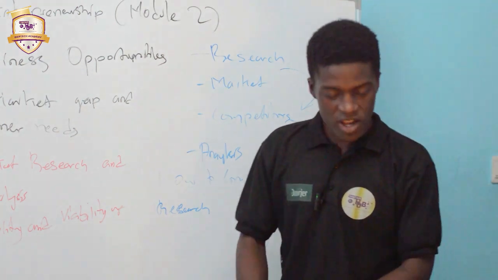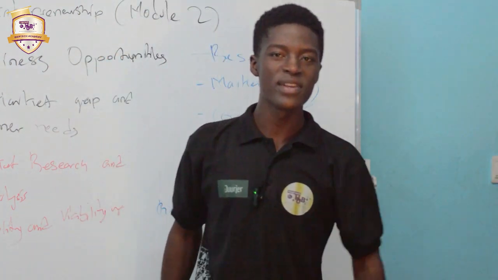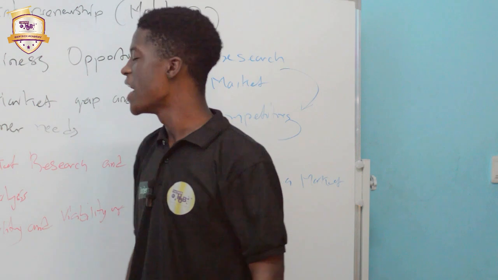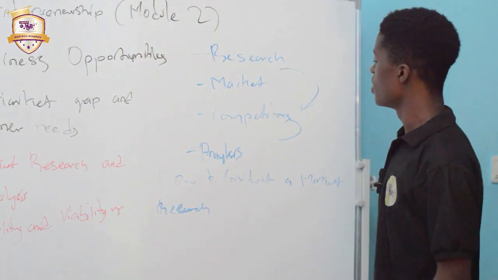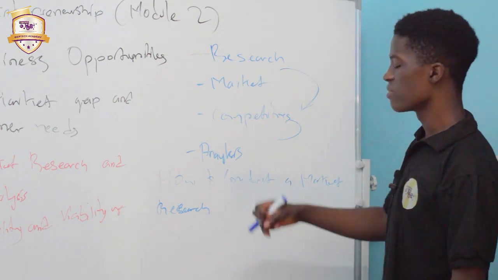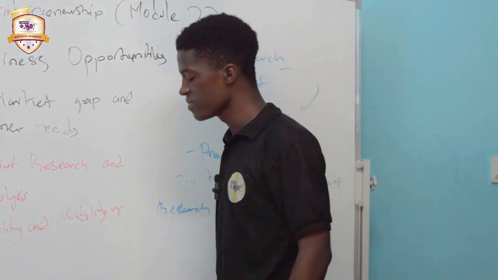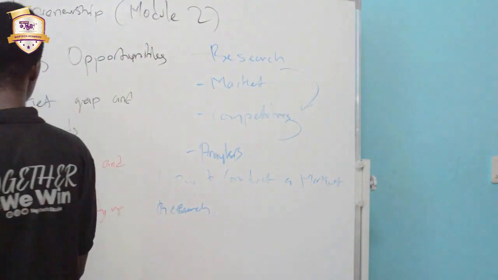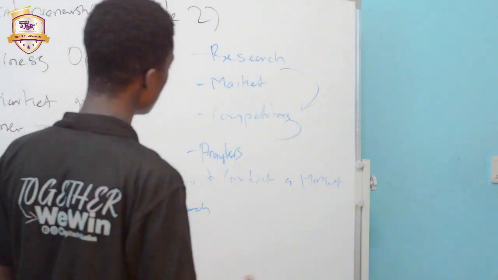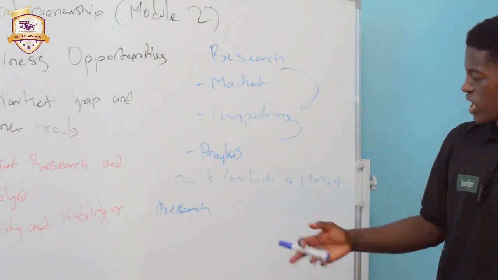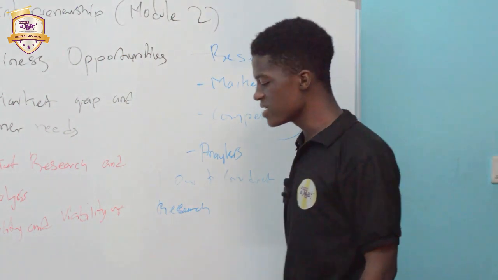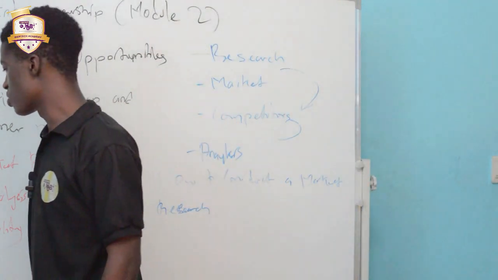Let's go to the last one. After you analyze, you interpret and you draw conclusions. That is how you go out for market research. So before going out, what do you need? You need to define. After defining, you need to build the questions. After building questions, you need to draw some outline on your research, analyze it, and draw your conclusion.